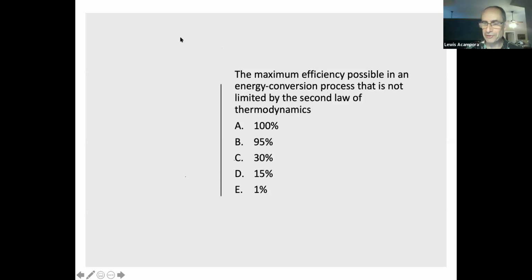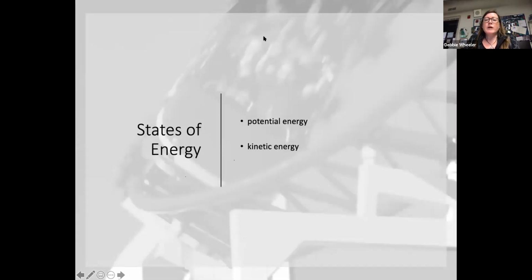And our responses are tapering off, so I'll say 3 more seconds. Okay. All right, and most of us did answer A, 100%. So the second law of thermodynamics is one of the reasons we have limits there. Okay, I'm going to quickly go through states of energy just so that you know those, because I do want to get to experimental design towards the end, so I'll move through this fairly quickly.